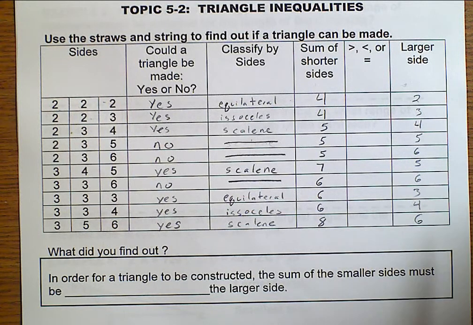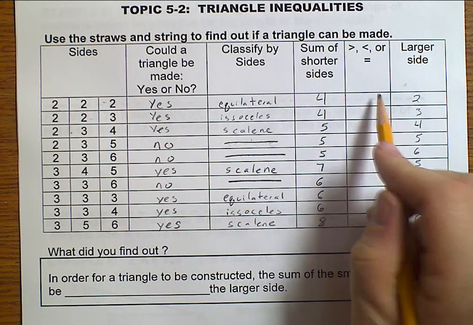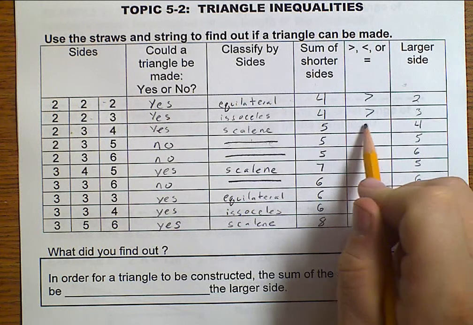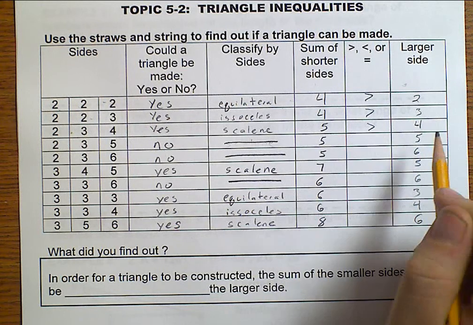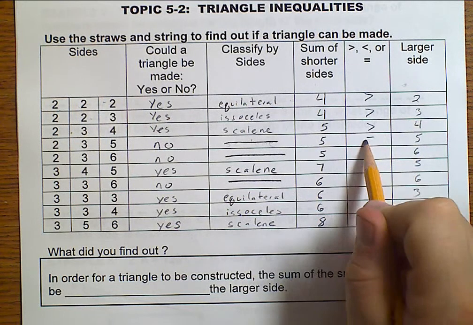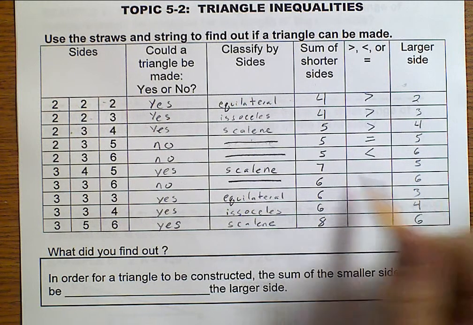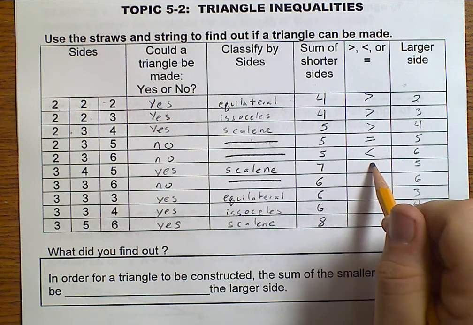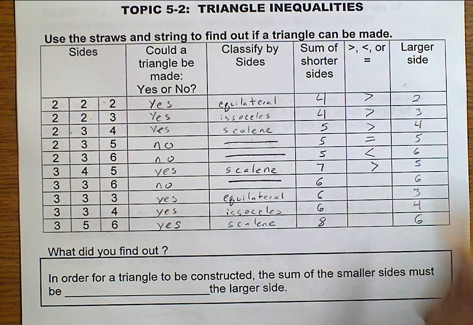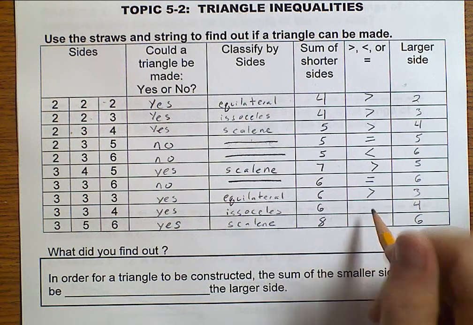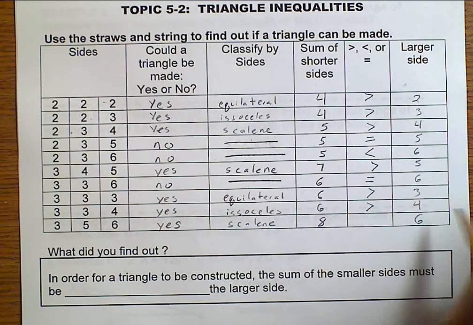Now we're going to use our symbols. Well, 4 is greater than 2. 4 is greater than 3. 5 is greater than 4. 5 and 5 are equal. 5 is less than 6. 7 is greater than 5. 6 is equal to 6. 6 is greater than 3. 6 is greater than 4. And 8 is greater than 6.